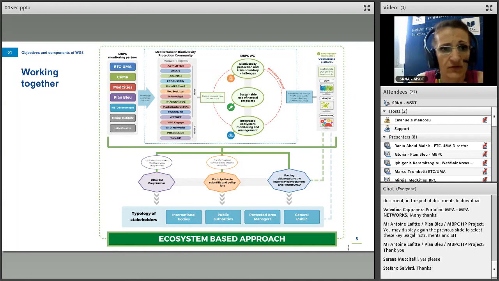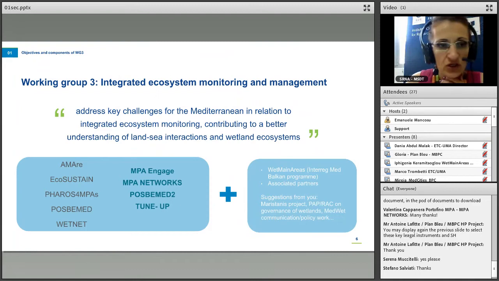defined three working groups. Today, our webinar is dedicated to working group three, which is integrated ecosystem monitoring, titled ecosystem monitoring and management. Our work is being transferred to this open source knowledge-based platform. Our vision, what we want to achieve, is to address key challenges for the Mediterranean in relation to integrated ecosystem monitoring, and to contribute to a better understanding of land-sea interaction and wetland ecosystems.